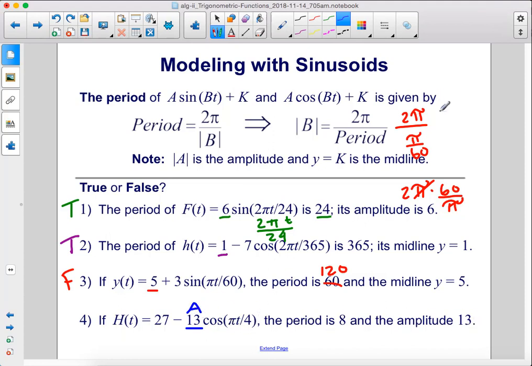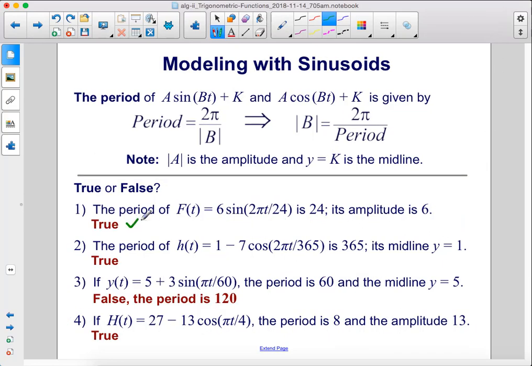Pi over 4 is b, so we have 2 pi divided by pi over 4, which is the same thing as 2 pi times 4 over pi. The pi's cancel. We have a period of 8, 2 times 4, so this one is true. And here we have true, true, false, and true.